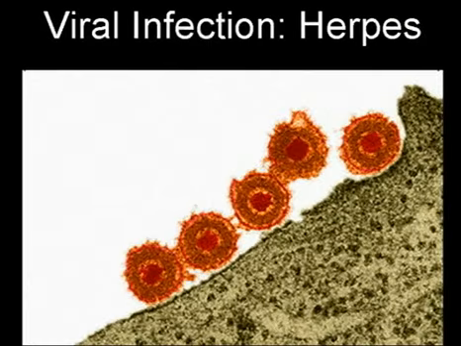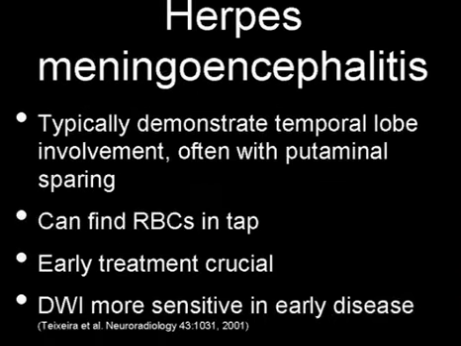Next thing we'll talk about is viral infection, and specifically to focus on herpes meningoencephalitis. The distribution of this is typically going to involve the mesial temporal lobes, the basal temporal lobes, often with putamenal sparing, but other areas of the basal brain can be affected. This is a fairly aggressive and can be a hemorrhagic encephalitis, and so the clinicians can even find blood in their tap and think that they've done a traumatic tap.